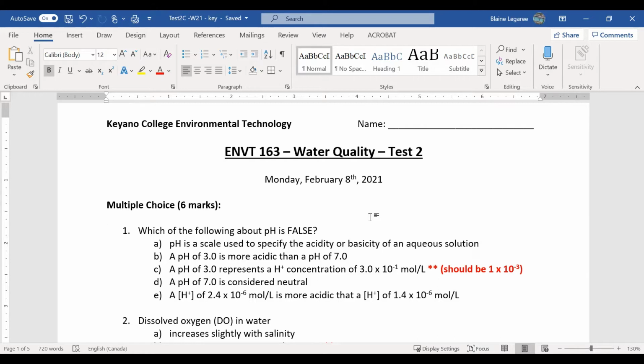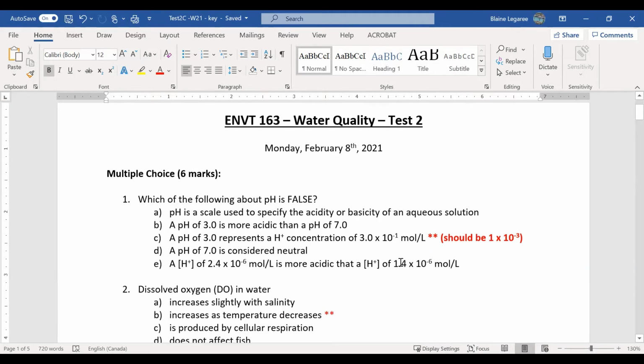I think for the multiple choice, people did okay. There were a few people got tripped up. I think this one actually I was pretty happy with that most people got the correct answer. So remember, a pH of 3 is 10 to the minus 3, not 3 times 10 to the minus 1. So good job on that.